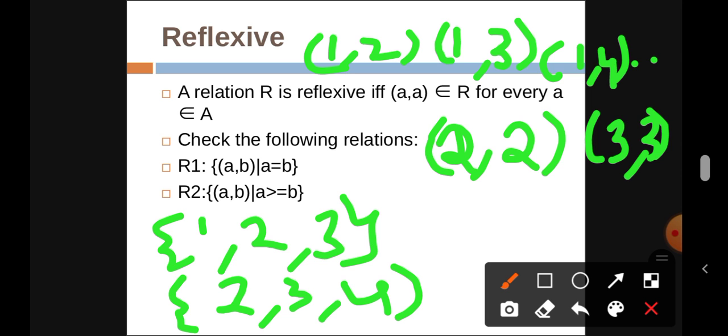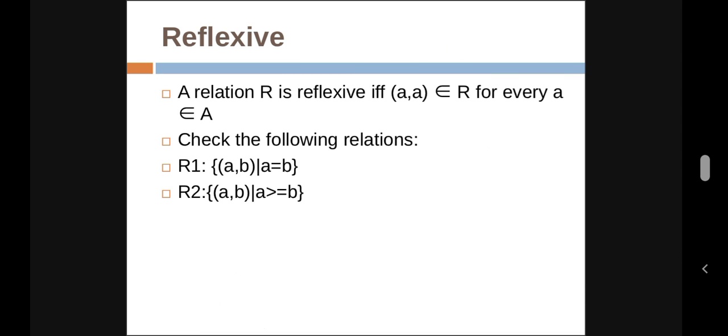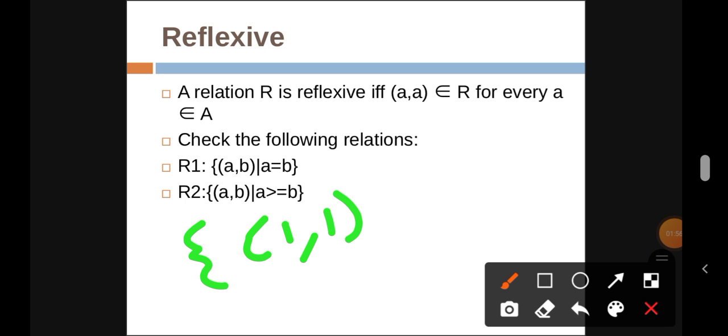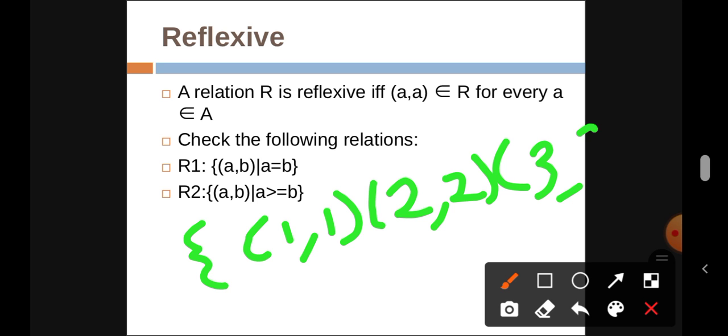Okay. Then if you take the cross product of the same set A, then (1, 1), (2, 2), (3, 3), and these are the set of elements that are called the reflexive relation. Okay, and next one, (a, b) such that a is greater than or equal to b.